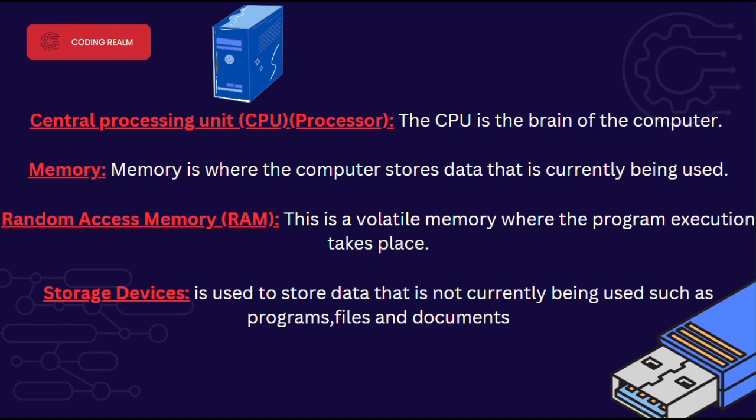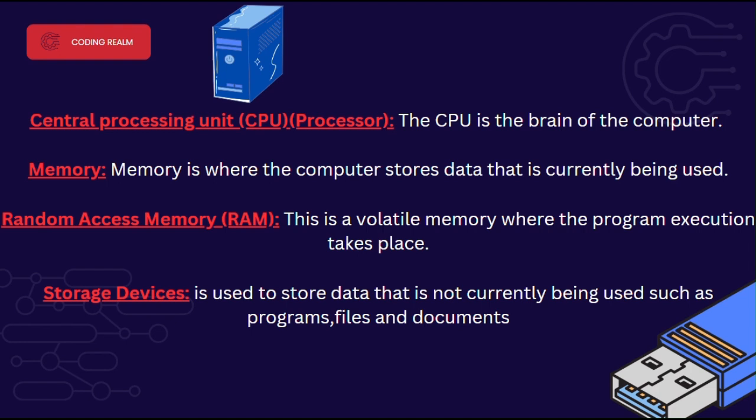There are two types of memory. The first type is the random access memory, or RAM, and the second type is the storage memory. Now, what is RAM, or the random access memory? The random access memory is a volatile memory where the program execution takes place. The RAM is a type of memory that is used to store data that is currently being used by the CPU. It is called random access because the CPU can access any data in RAM at any time.